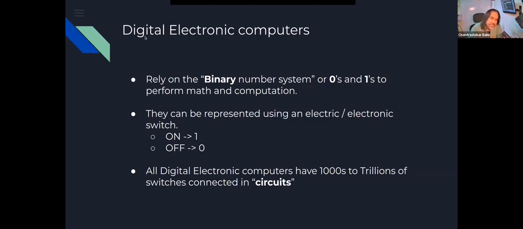Amongst the electronic devices, there's a field called digital electronics, which only deals with two states, on and off. They rely on what we know as the binary number system, which uses just two digits, 0 and 1, to perform all the math and computation. All these numbers can be represented with just on-off states in a switch.